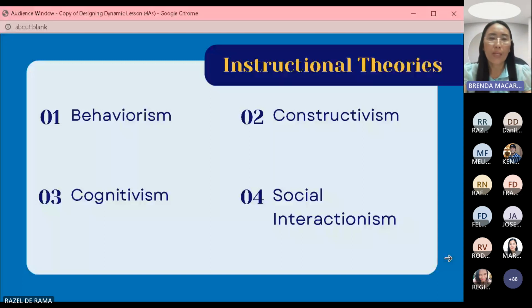Okay? And then dun sa tinatawag nating connectivism, andyan na nga yung social interactions, how they, the students, okay, relate and interact during their group activities. Next slide, sir.